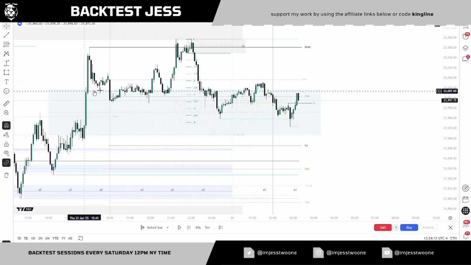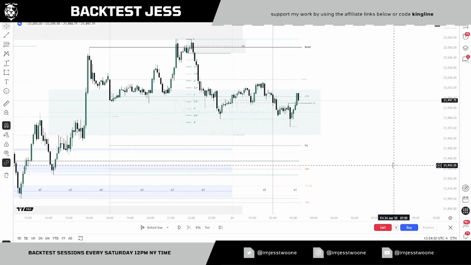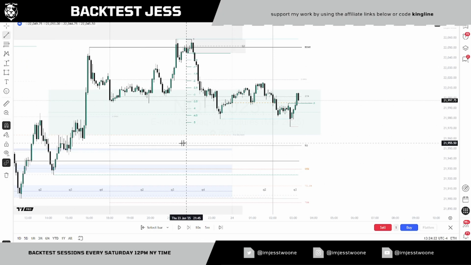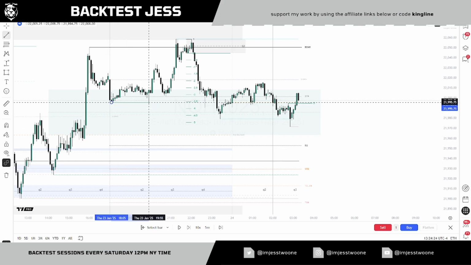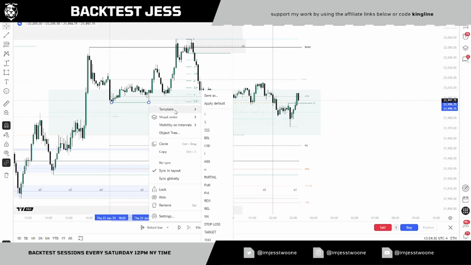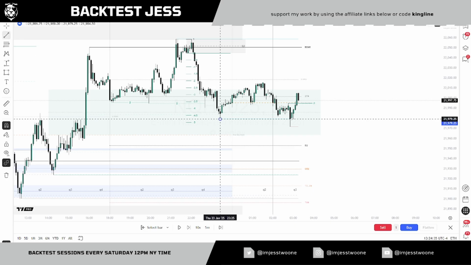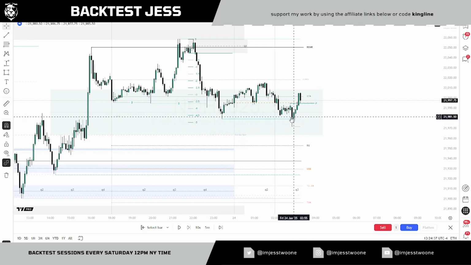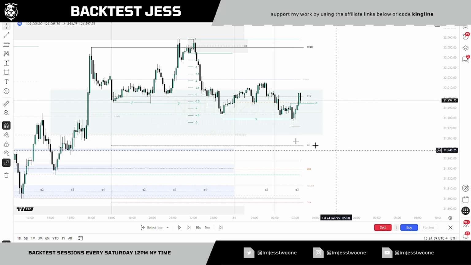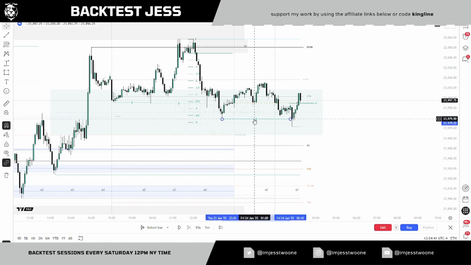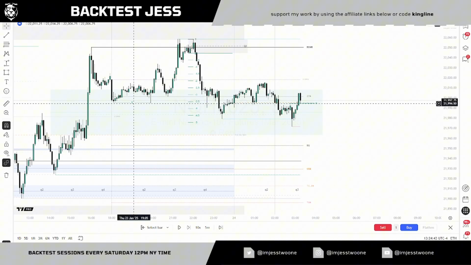We also happen to have a 1 hour BISI here, right? We've come into this BISI and we've taken lows multiple times. 1, 2, 3. So we've taken lows multiple times. There's likely SMT within these lows somewhere.